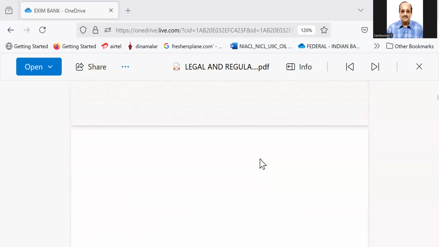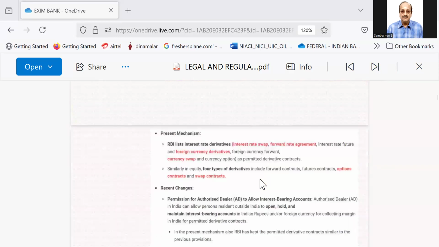RBI lists interest rate derivatives: interest rate swap, forward rate agreement, and interest rate future, and foreign currency derivatives: foreign currency forward, currency swap, and currency option as permitted derivative contracts. Similarly, in equity, four types of derivatives include forward contracts, future contracts, options contracts, and swap contracts.